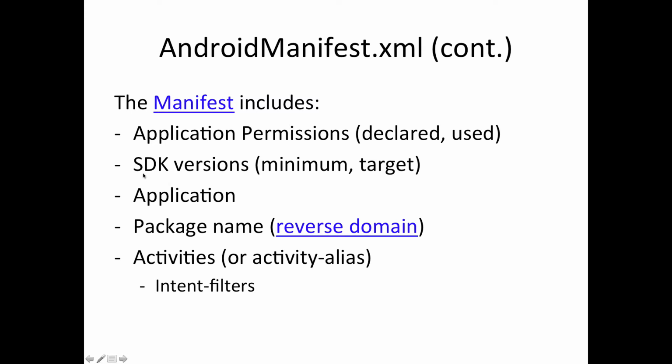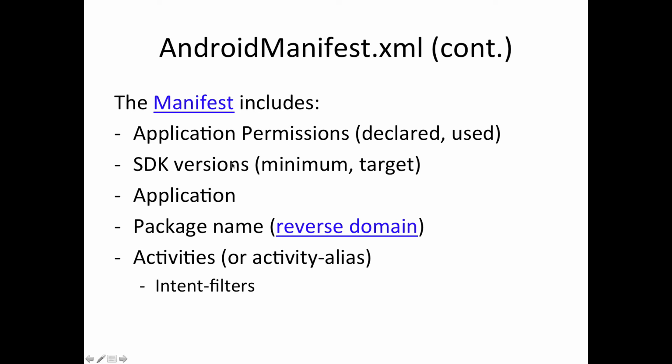Another thing that's included in the Android manifest is the SDK version. So this is the Android version. So this is what refers to Gingerbread, Ice Cream Sandwich, KitKat, Jelly Bean, Honeycomb, Eclair. All of those kinds of versions of Android are matched with an SDK version or an API number. It's the same thing, API level as they call it.